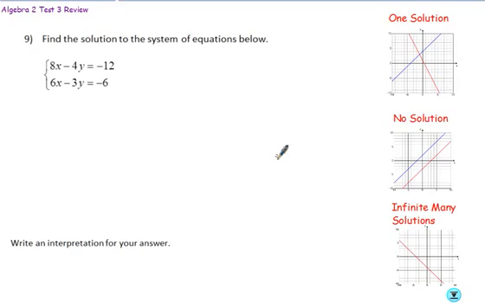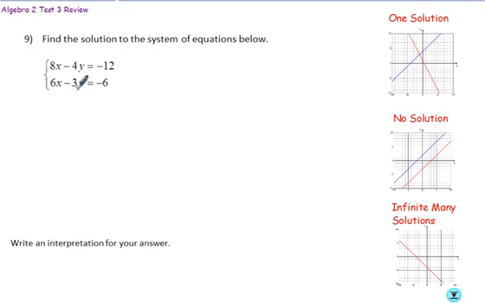Alright, so number 9 is similar to what we did in number 6 as far as having a system and having to get one of the variables to cancel out. Again, when you're looking at it, it doesn't matter which one you get to eliminate, either the x or the y. So we just need one of them to cancel. We always say pick the one that looks easier. Maybe the y's, the numbers are a little bit smaller.